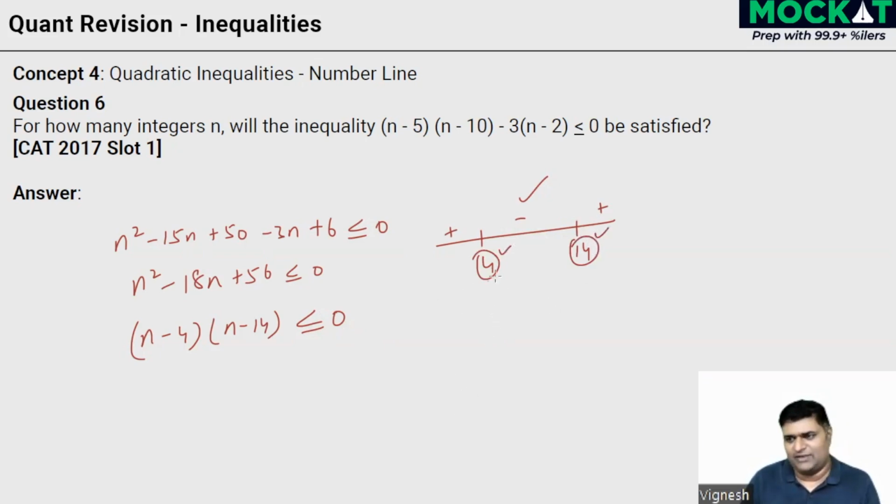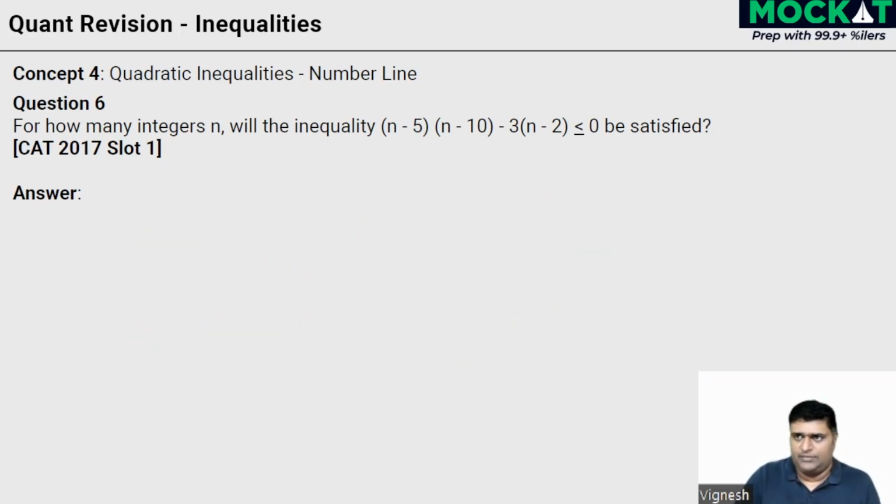How many integers are there from 4 to 14? Both included. Y minus x plus 1. I've seen this in the numbers lesson, right? So counting consecutive integers, last term minus first term plus a 1. And we're going to be getting 10 plus 1, which is 11, right? So 11 becomes the answer for this question. Okay, let's move to the next question over here.